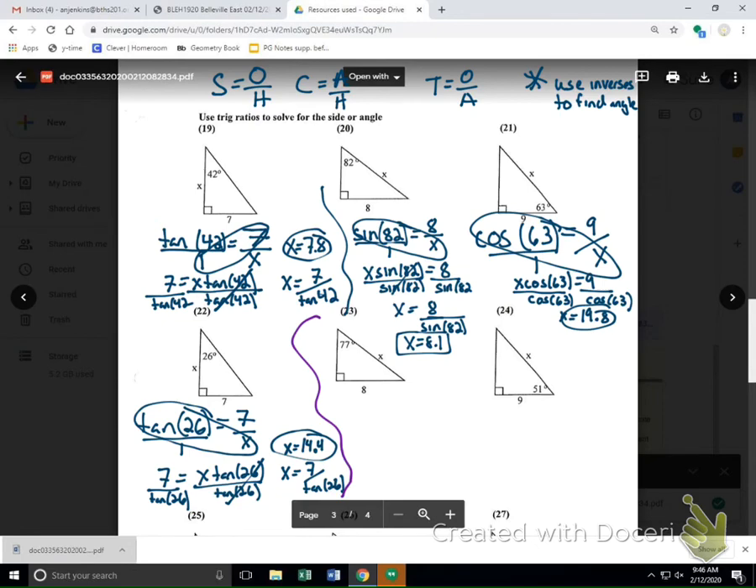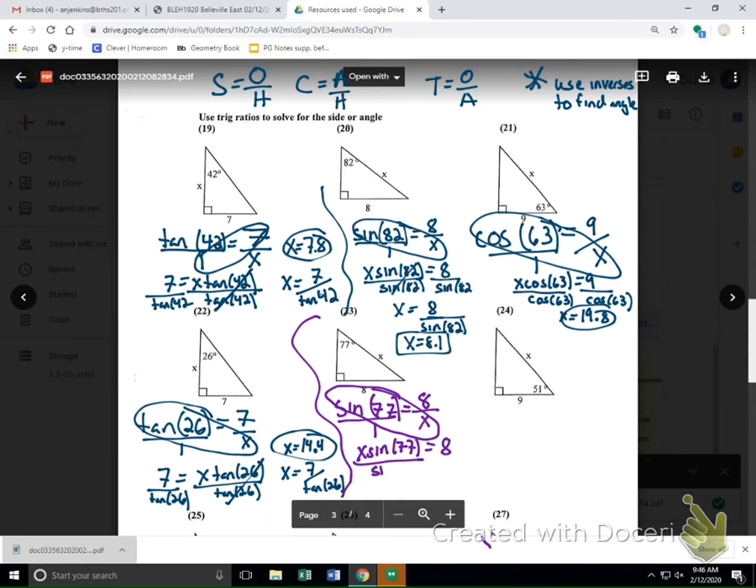So our next one, we have 77. Which sides do we have in reference to angle 77? Yep, opposite and hypotenuse. Which trig function's opposite and hypotenuse? Sine. Yep, so sine of 77 equals opposite 8 over hypotenuse x. Put it over that 1. We're going to cross multiply. So x sine of 77 equals 8.